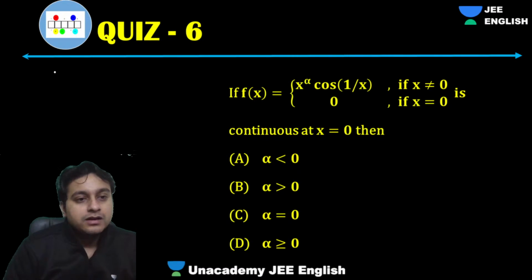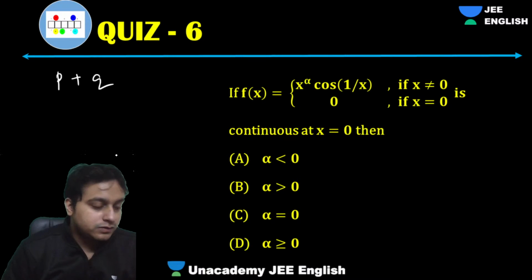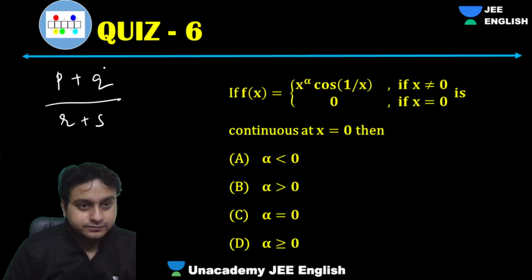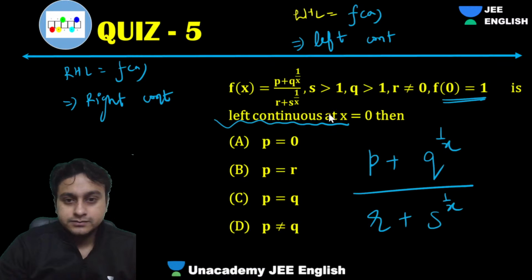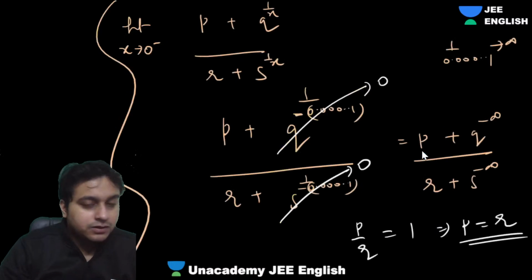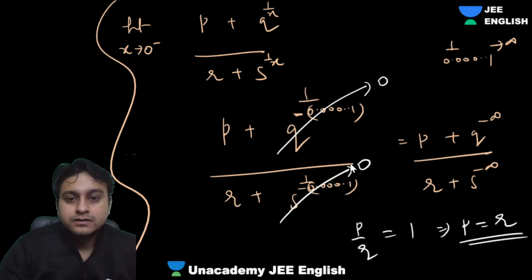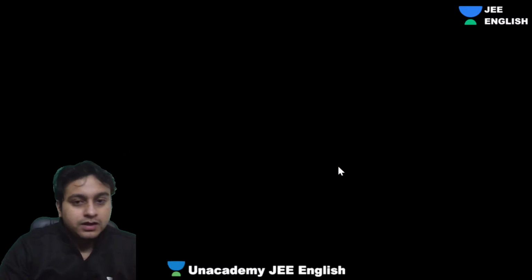We'll understand this thing. See, guys, it was P plus Q upon R plus S, right? So here, obviously, we wanted to calculate in this question, Bindas, the limit left continuous at 0, right? So we have to calculate this as 0 minus, right? We'll put it here. Okay. Got it?